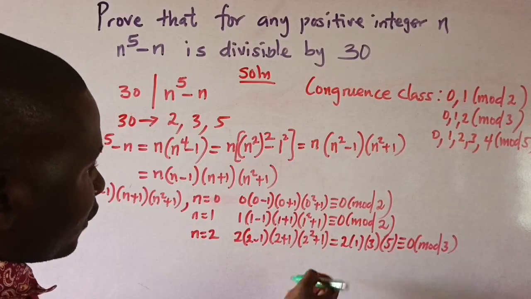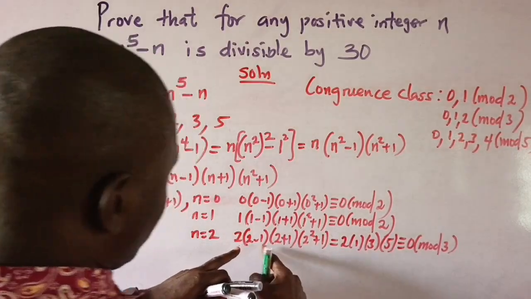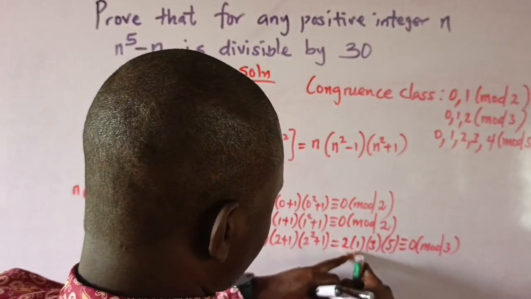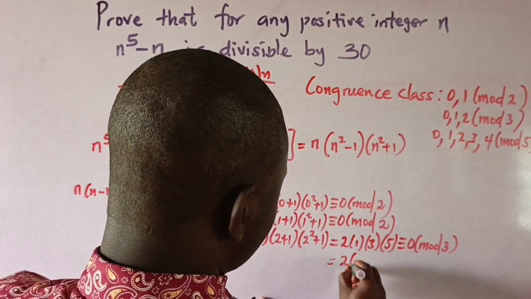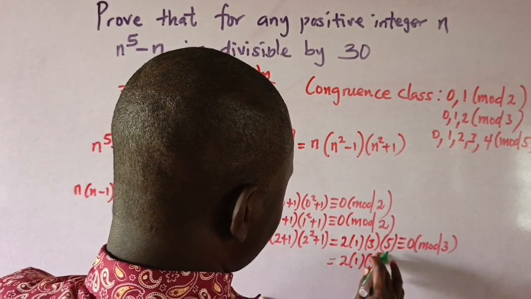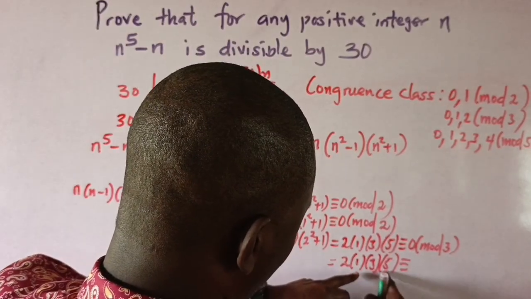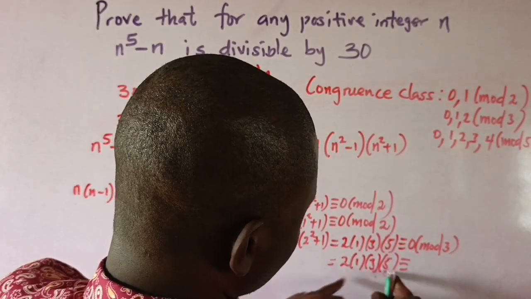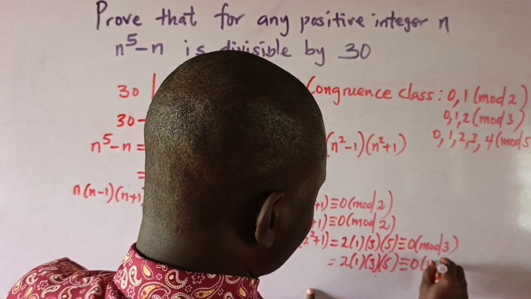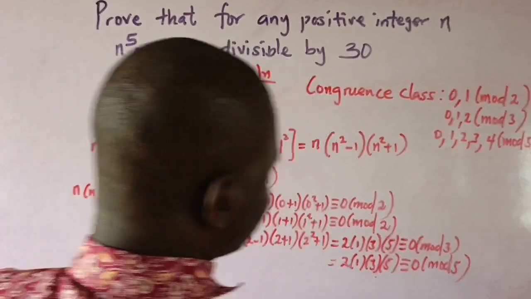Then using mod 5, when you substitute 2 in mod 5, we obtain the same result: 1 times 3 times 5, which is equivalent to 0 mod 5. Now when we divide the result, because 5 is one of the factors, we are going to have 0 mod 5. So that's the implication here.